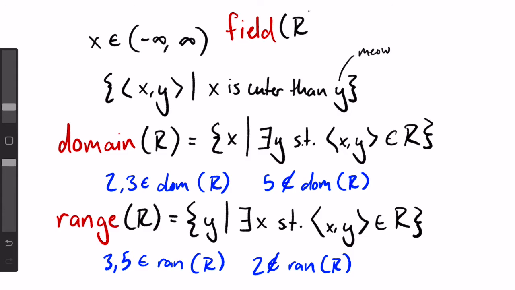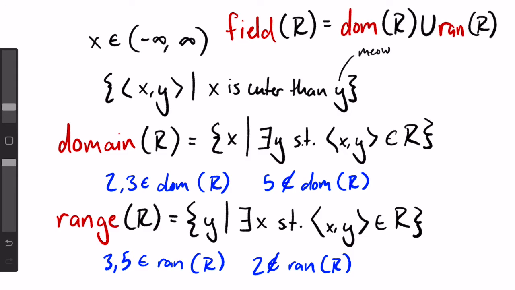Finally, the field of R is defined as the union of the domain of R and the range of R. That is, it's everything that could be on either side of the relation. In the example, that would simply be the set {2, 3, 5}.